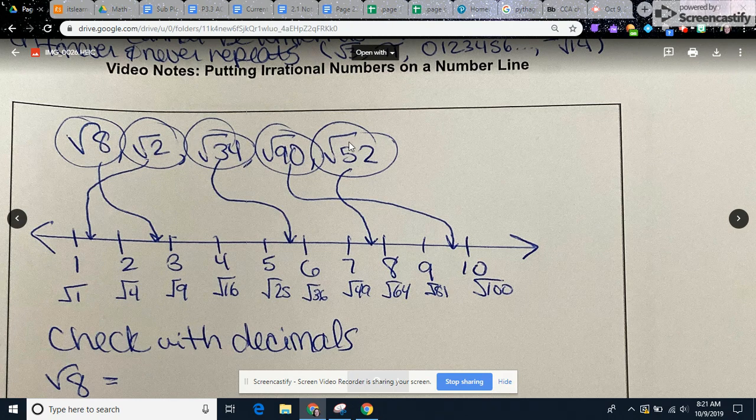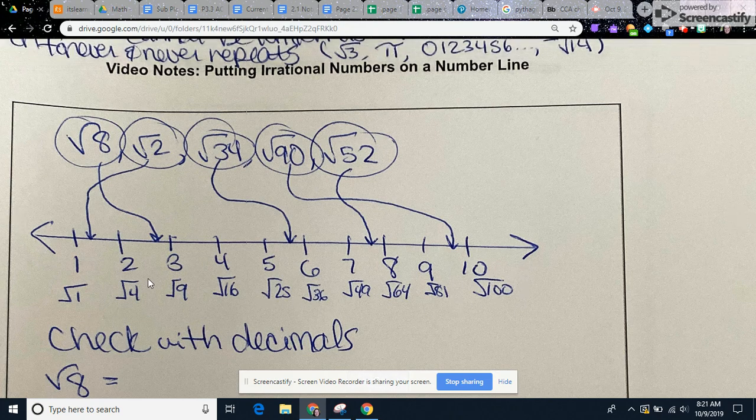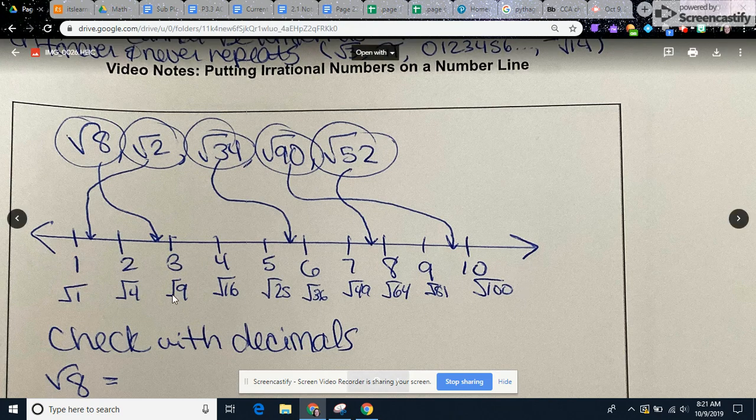All of these are considered irrational because they don't terminate and the decimals won't repeat when you type them in your calculator. These down here would all be rational because they are the perfect squares, and so you know what they are when you take the square root.